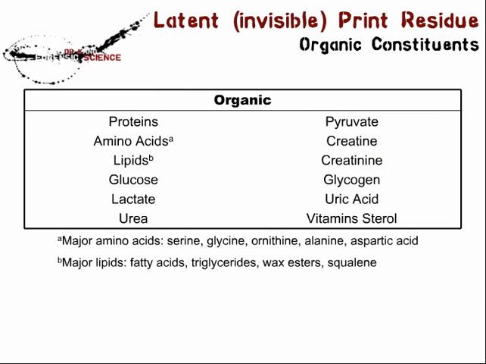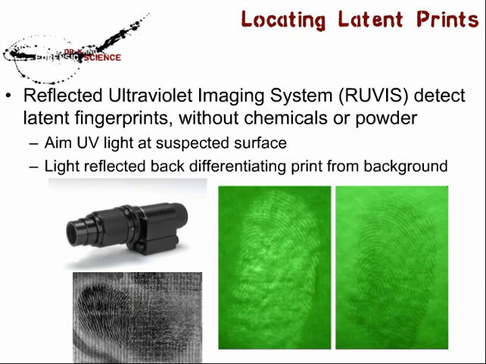These are some of the common organic constituents. Major amino acids present in sweat and latent print residues are alanine, aspartic acid, glycine, ornithine, and serine. Some of the major lipids that are present in sweat and latent print residues are fatty acids and triglycerides. One of the most difficult aspects of fingerprint examination is the location of latent prints.